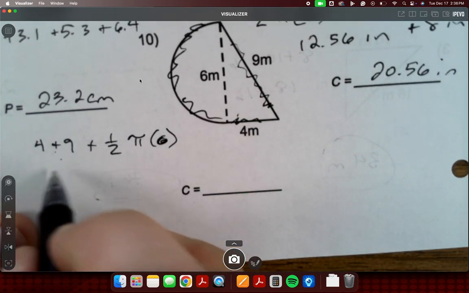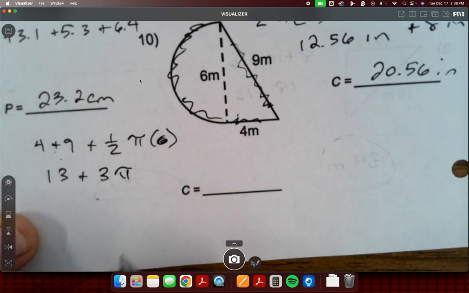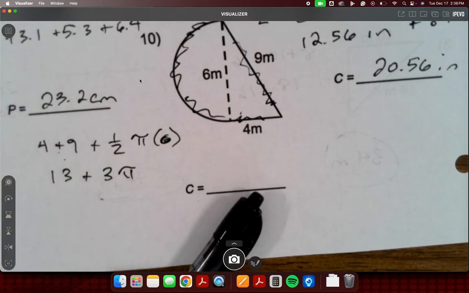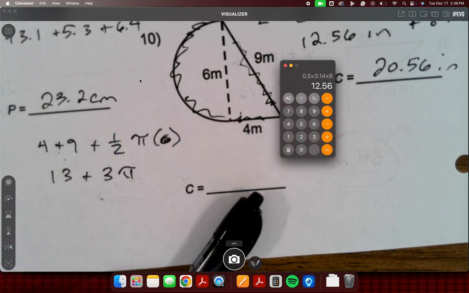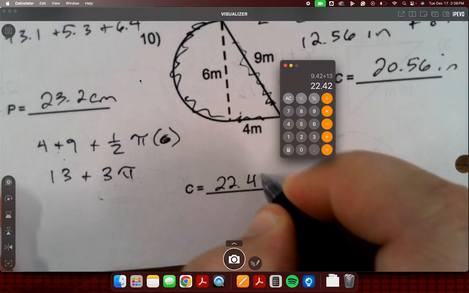So 4 plus 9 is 13. Half of 6 is 3. So we need to find 13 plus 3 times pi. So let's do 3 times pi first, and add 13. And we get 22.42 meters.